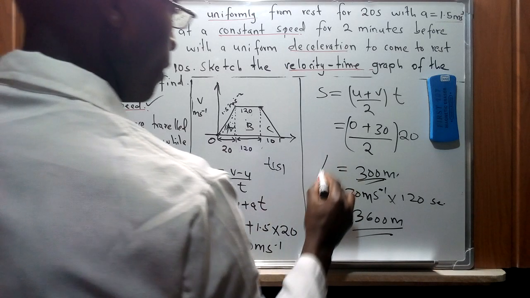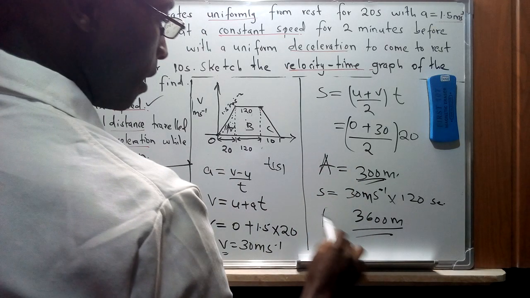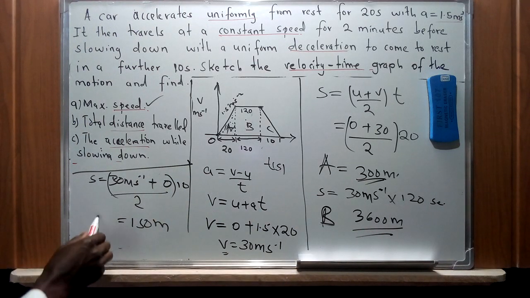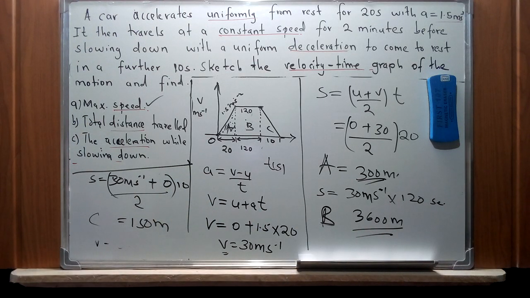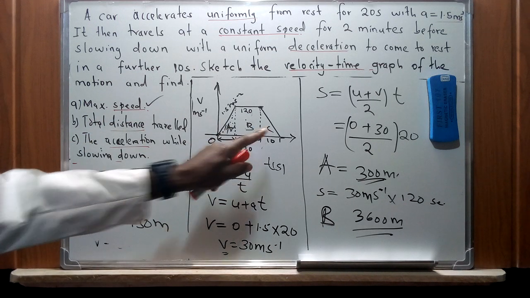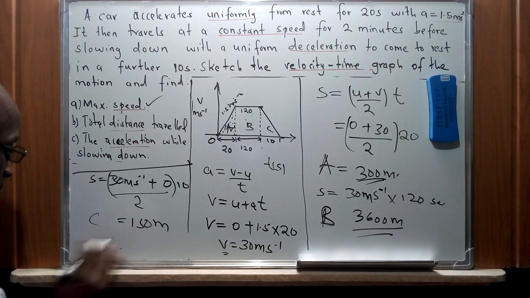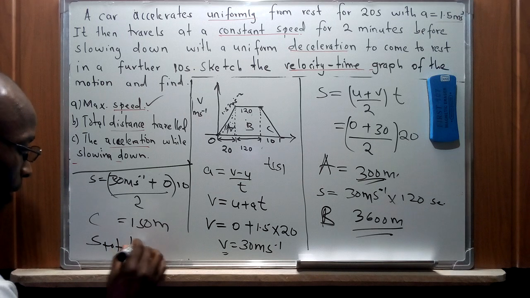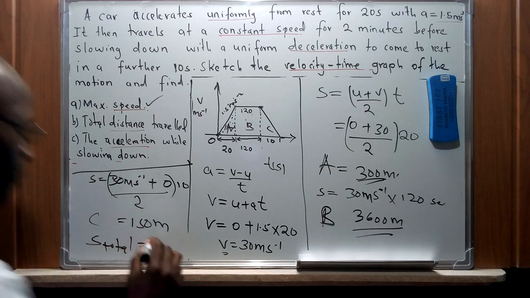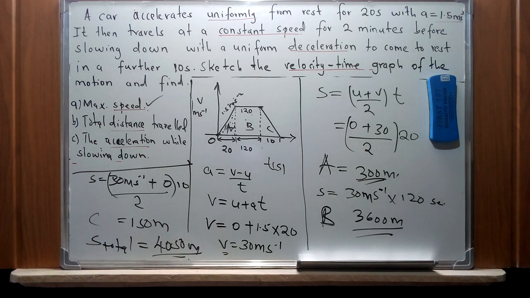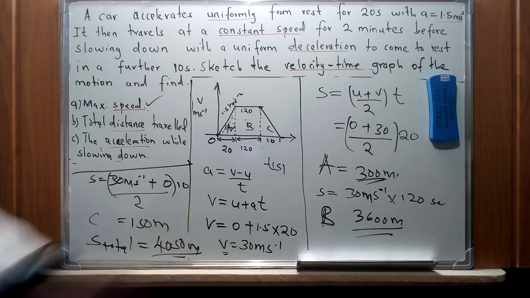Let's say this is A, B, C. A was 300 meters, B was 3,600 meters, and C was 150 meters. For us to find the total distance traveled, it is A plus B plus C. So that is going to give us a total distance S total equals 4,050 meters. So that will be the total distance using that formula that we have said, and then using the second one here.